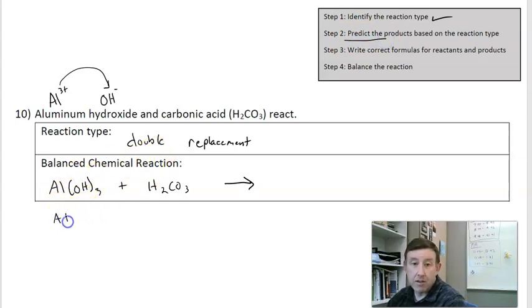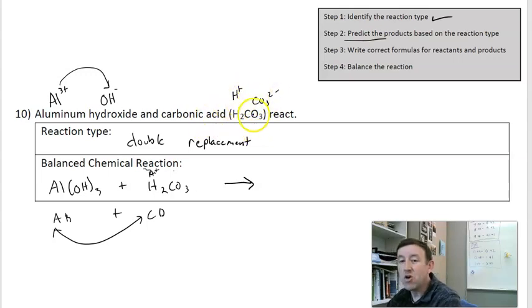if we have an AB plus CD, all we're doing is the A and C are swapping partners. Okay, which means the aluminum is going to combine with the carbonate here. That's CO3, that's a carbonate. Okay, now we can write it like this: H+ and CO3 2-, right? So you got to kind of start recognizing those polyatomic ions when you see them. You know the carbonate, that's CO3, is a 2 minus.